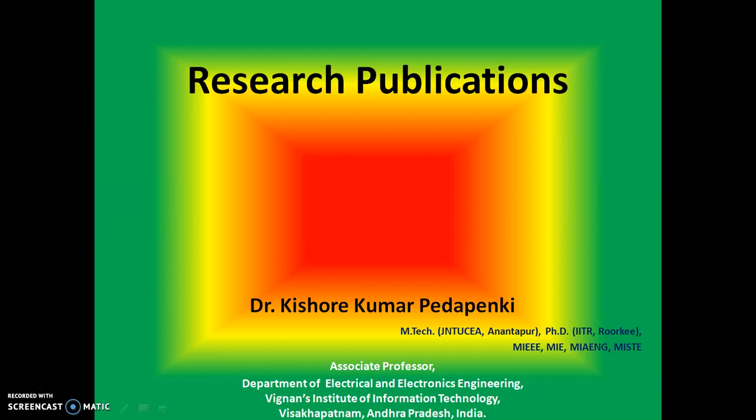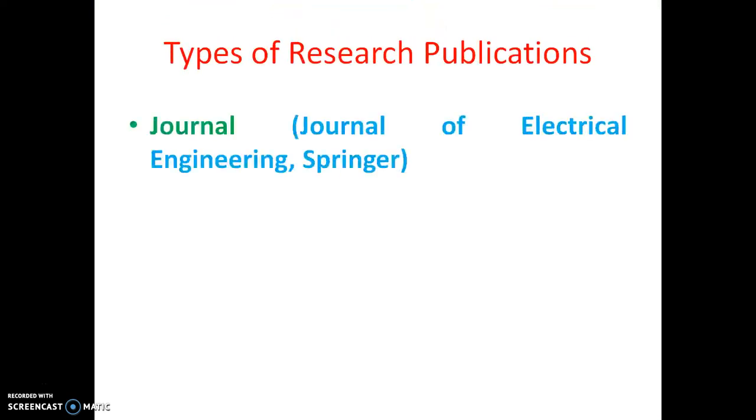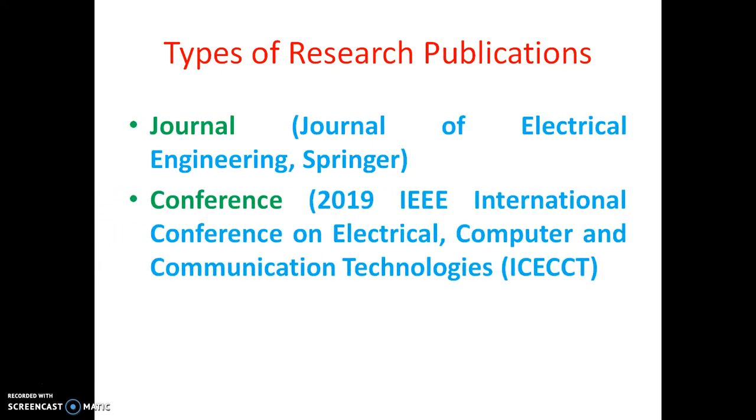So we will do some work, we will do some research, and we will publish it. So what are the various publication items to showcase our innovative ideas? Coming to the types of research publications, there are four major types. One is journal, second is conference, third is book chapter, and fourth is direct books.